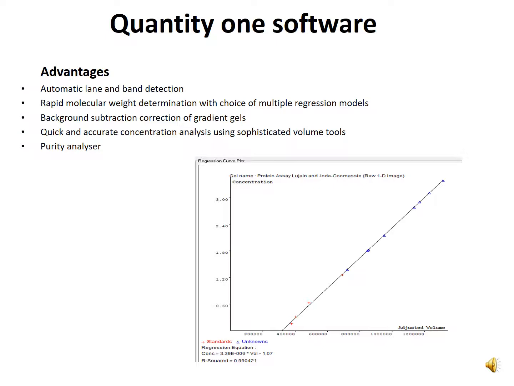It allows automatic lane and band detection, and rapid molecular weight determination with a choice of multiple regression models. It allows background subtraction and correction of gradient gels. Quick and accurate concentration analysis is possible using sophisticated volume tools, and it is also a purity analyzer.